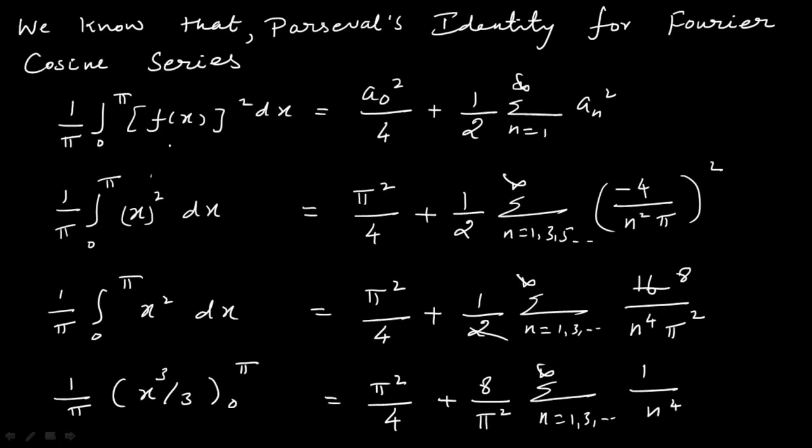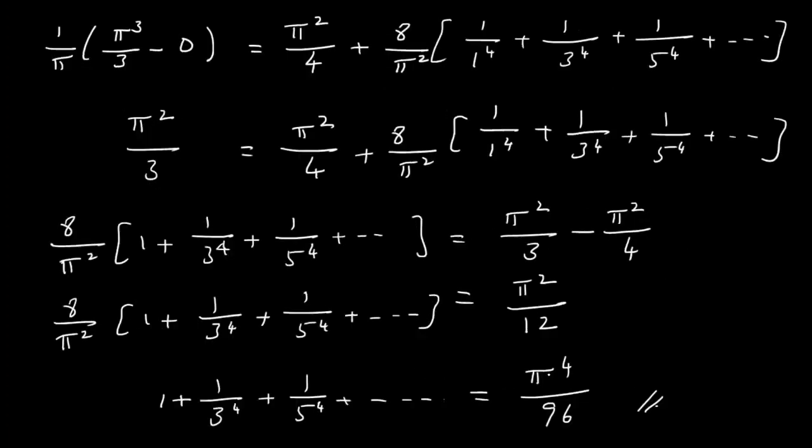You replace f of x by x. Here a naught is pi and a n is minus 4 by n square pi square. Simplifying this, you get x square, integrating, you get x cube by 3. So here you have to square this, that's all. Now your next step, what do you get?